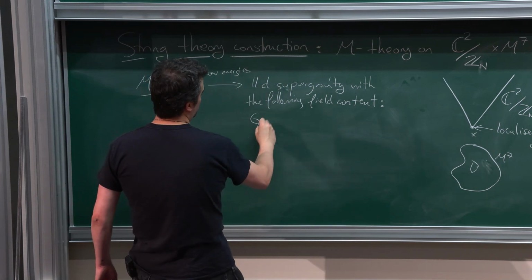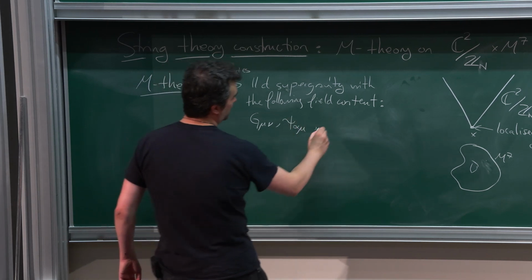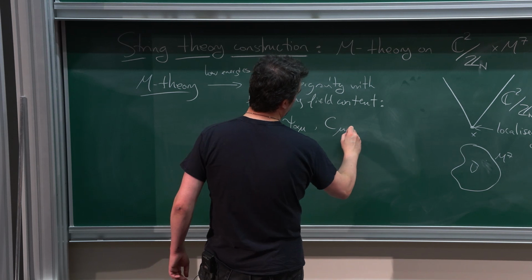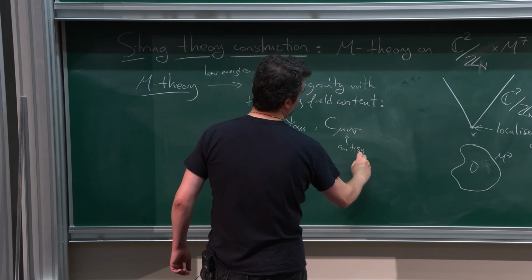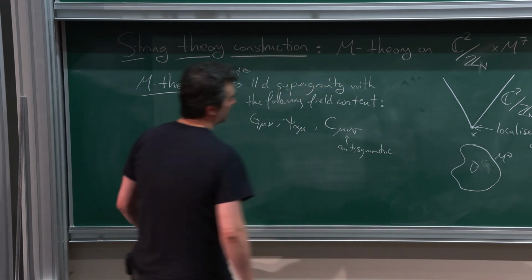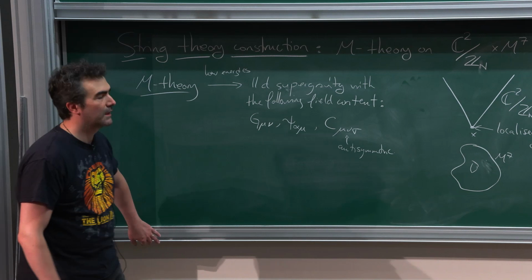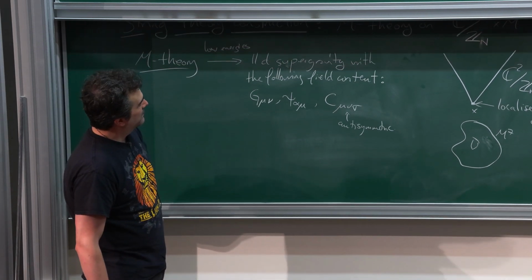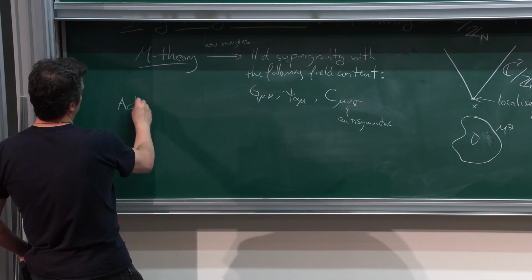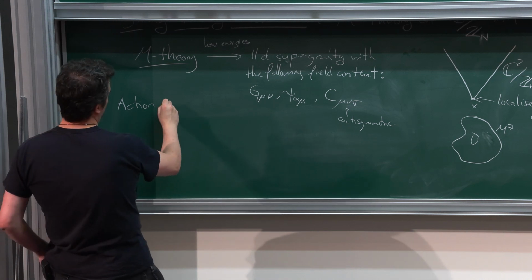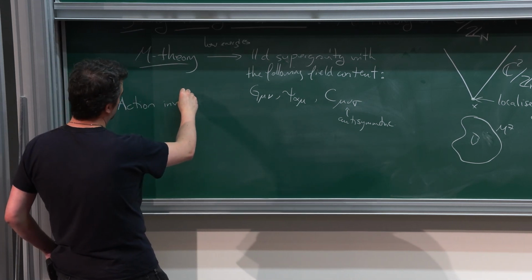So what do you have? You have the metric. You have a gravitino. And you have an antisymmetric 3-form field, C3. So the field content is very easy here. The action involves the standard actions for all these fields in supergravity, but there's a funny coupling.